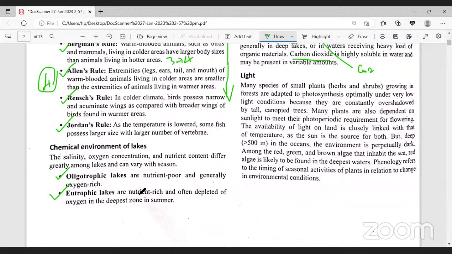Eutrophic means the opposite manner: nutrient rich and often depleted of oxygen in the deepest zone in the summer. This is the opposite. This is also very, very important, my dear students.